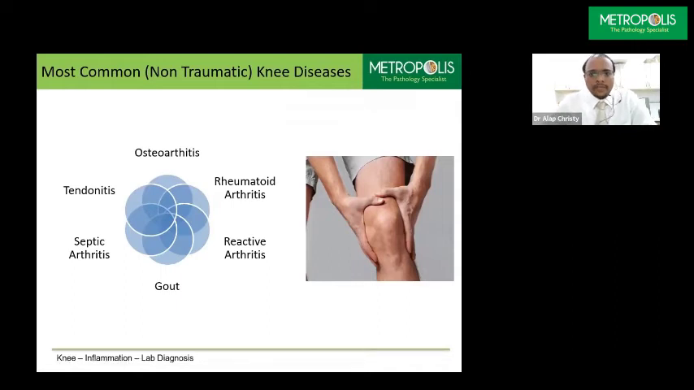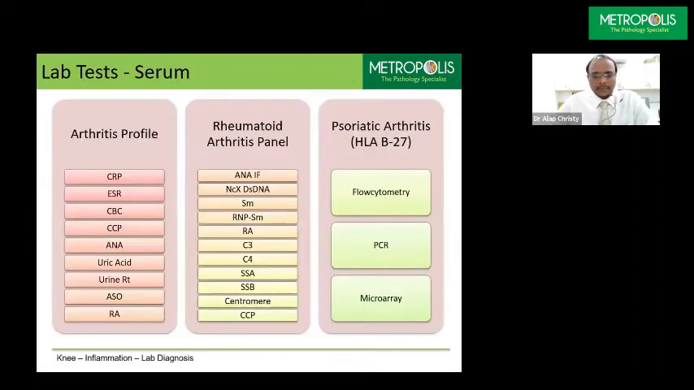So the most common non-traumatic knee diseases are osteoarthritis, rheumatoid arthritis, reactive arthritis, gout, septic arthritis, and tendonitis. Now, which lab tests do we basically do? At Metropolis, we have different panels. One of them is the arthritis panel, another is the rheumatoid arthritis panel, and another is for psoriatic arthritis.